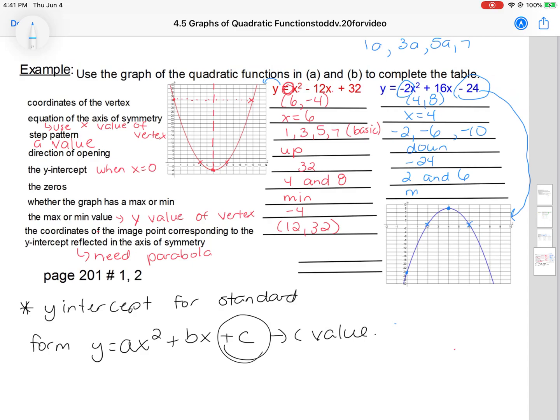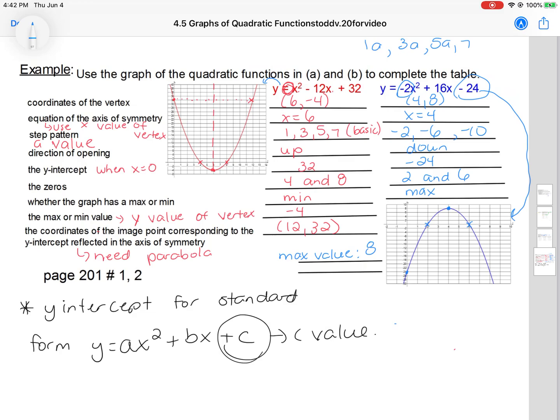It has a maximum value. And then because I kind of had to squish because it prints weird, so this one, the maximum value for the blue graph is 8. Remember, you want to... Sorry, you want to use the y value of the vertex, which is 4, 8. So you're going to use the 8.